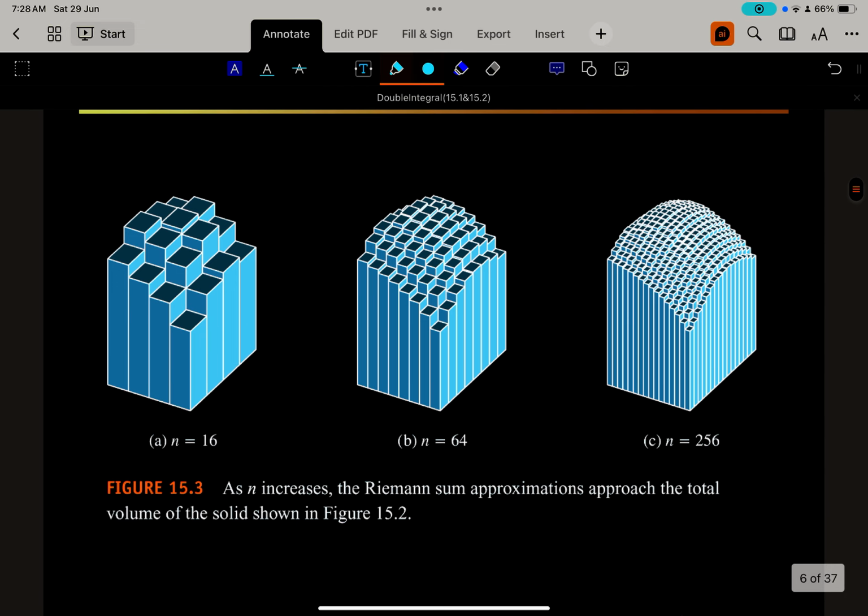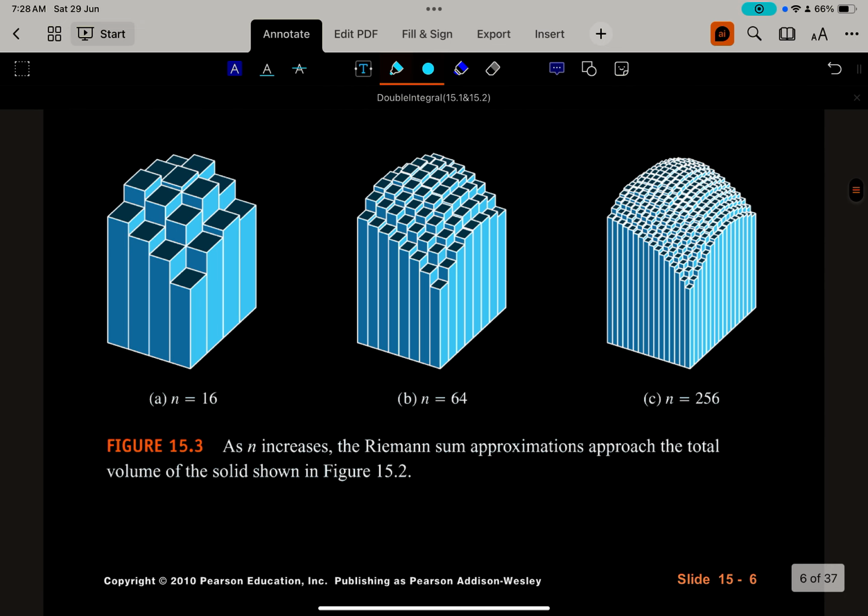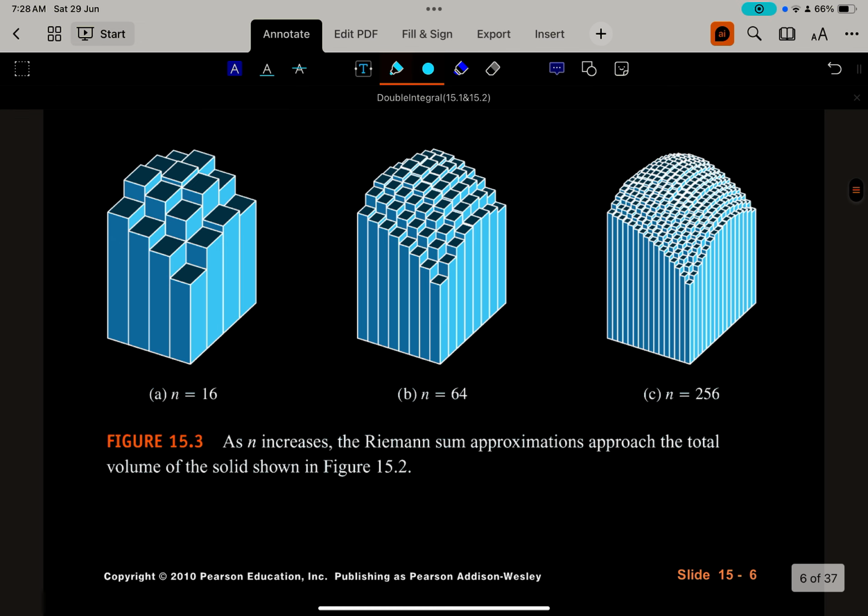Now, this is what I'm talking about. This is a rule basically. As you can see, for n equals 16, we have 16 boxes. If you count them, 1, 2, 3, 4, 5, 6, 7, 8, 9, 10, 11, 12, 13, 14, 15, 16. Here we have exactly 16 boxes, and as we said, n represents the number of boxes that we're going to use to approximate. Now, if we increase the number of boxes up to 64, we're going to have more boxes and a better approximation of the volume. And now if you go even higher, n equals 256, then we're going to get an even better approximation.